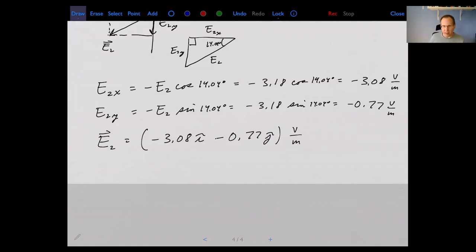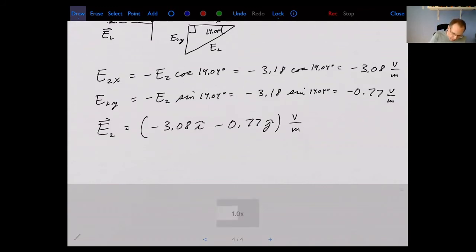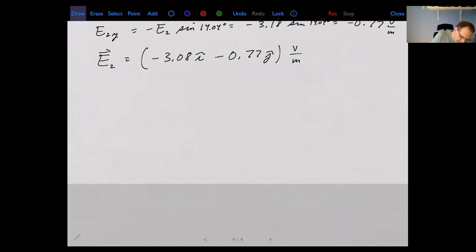Which makes sense. It's in the third quadrant, right? Both components should be negative. So now, remember, ultimately the goal is to find the total electric field at that location. So to do that, I simply add E1 and E2 together, right? So E total is going to be E1 plus E2.